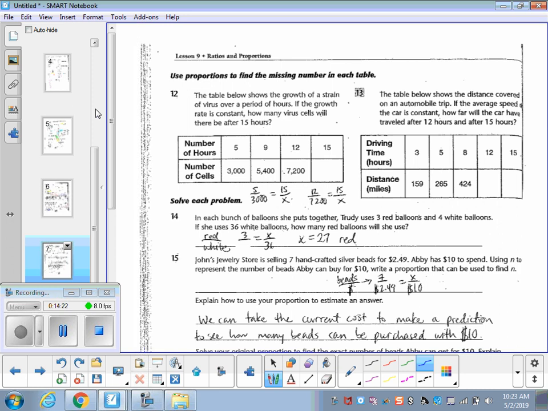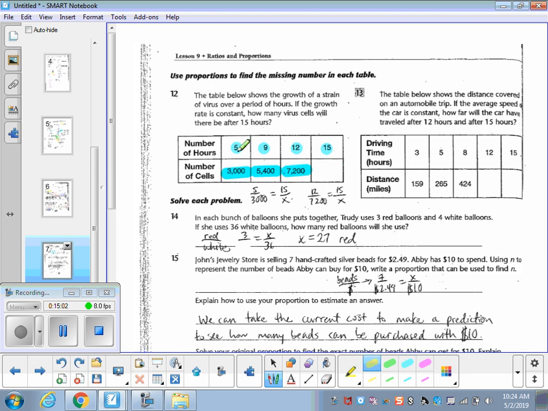Up top, number 12, we have that the table of values shows the growth of a strain of a virus over a certain period of hours. So it looks like as more time goes on, there's going to be more cells of the virus because the virus is spreading. So what we want to know is if 5 hours have gone by and there are 3,000 virus cells, and 9 hours have gone by, it's now grown to 5,400. 12 hours have gone by, it's now grown to 7,200 cells. If 15 hours have gone by, how many virus cells will there be?